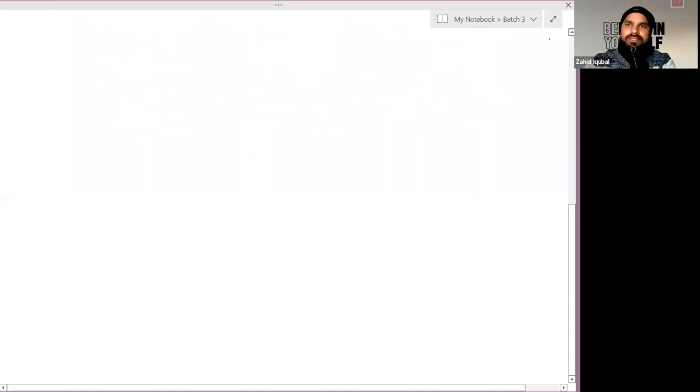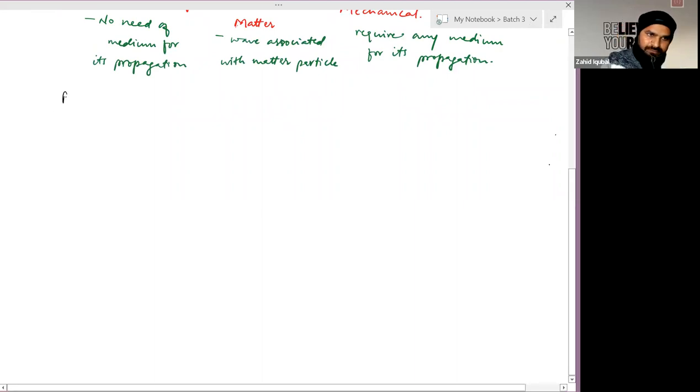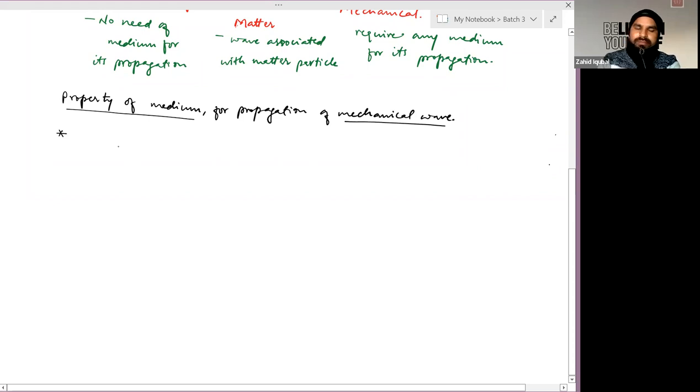Now, in this chapter, we have to define only mechanical wave. So the first question will be: what would be the property of medium for propagation of mechanical wave through it? First is the property of medium for propagation of mechanical wave through it. The first property is that it should offer elastic behavior.